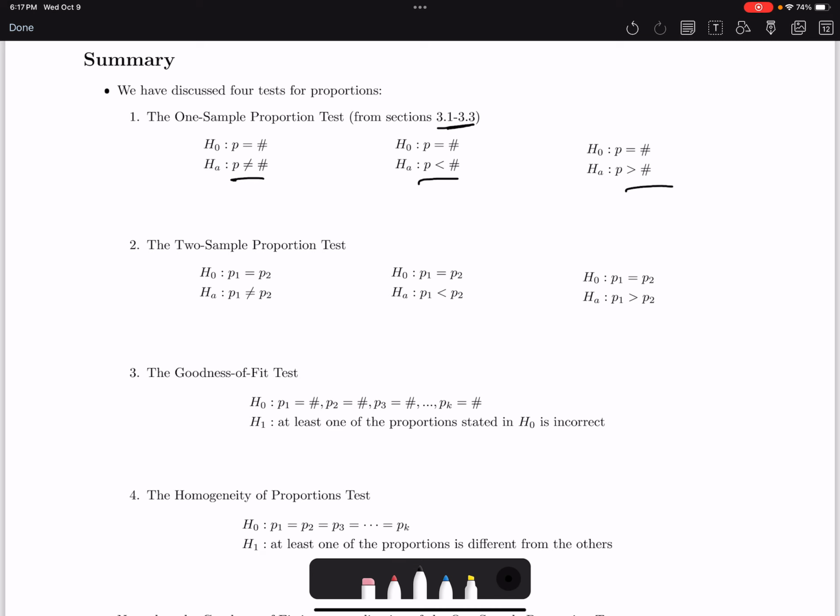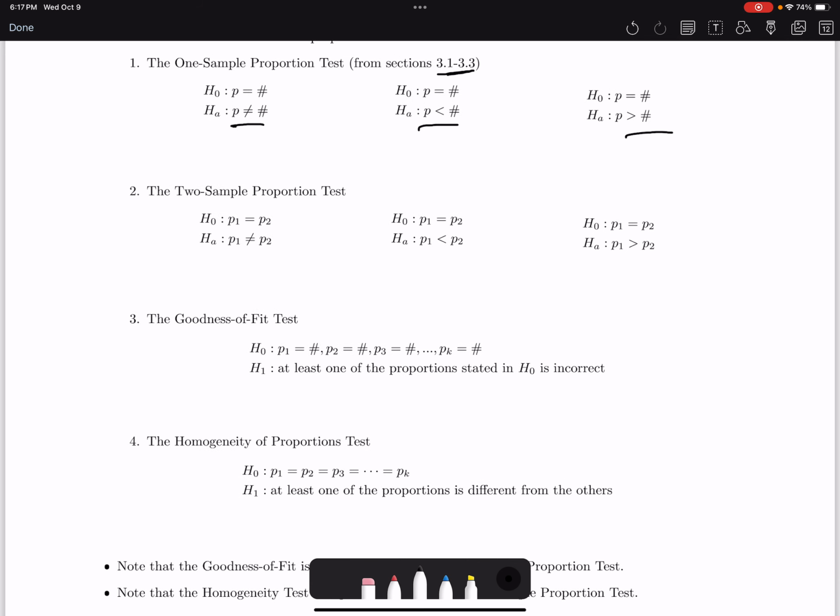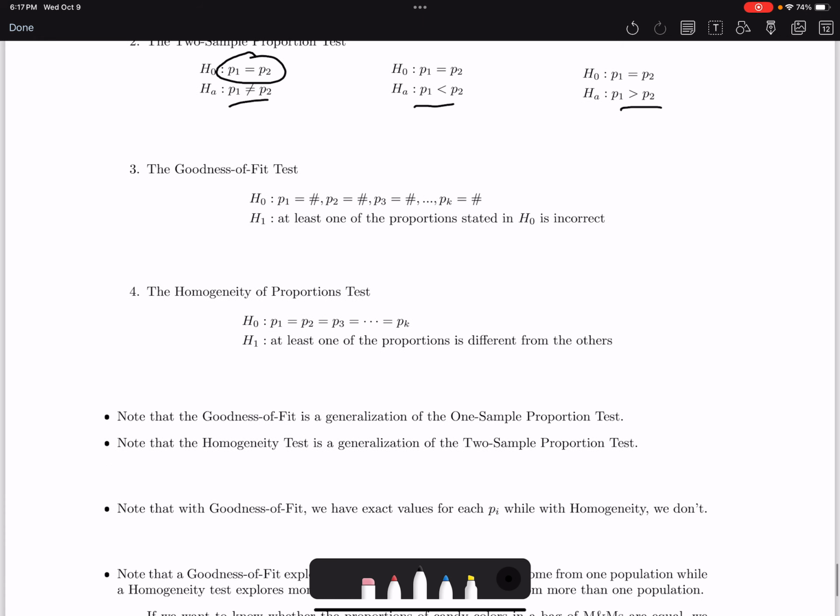We talked about in this section the 2 sample proportion test, which is similar to the 1 sample proportion test, only instead of saying p equals some number, we're saying p1 equals p2, right? But again, we can run it two-tailed, left-tailed, or right-tailed. For comparing more than 2 proportions, we talked about the goodness of fit test and the homogeneity of proportions test. In the goodness of fit test, we have, in our null hypothesis, p1 equals some number, p2 equals some other number, and so forth. Whereas in the homogeneity of proportions test, we don't really care what the proportions are. We just want to know if they equal one another.